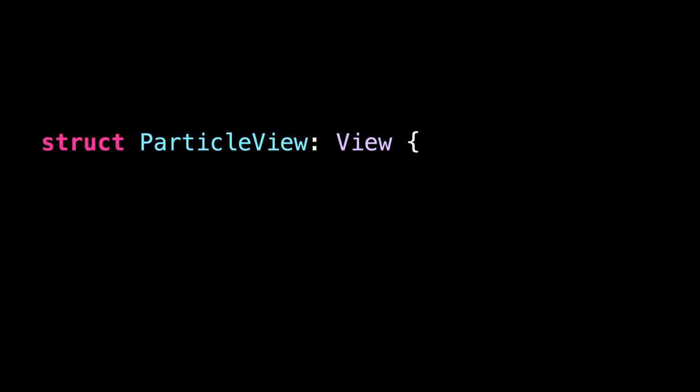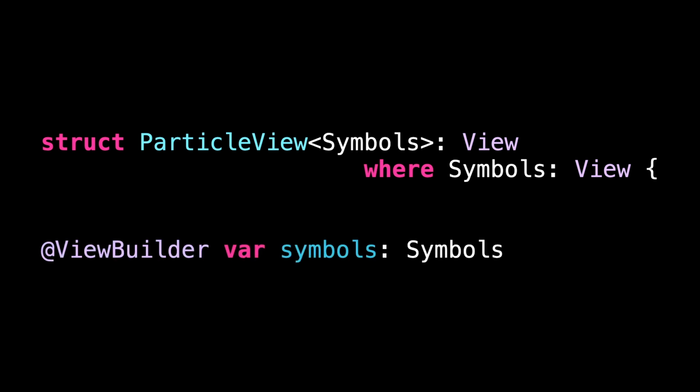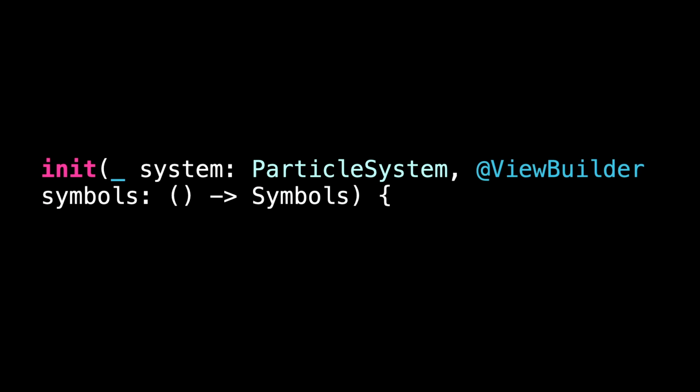Here's how Particle View is defined right now. We're going to change that to work with some kind of symbols that are SwiftUI views. And now we can add a new property there to store whatever symbols get passed in. But slightly more complex is the particle view initializer. This needs to accept a viewbuilder function that generates our symbols. We need to use that as a parameter in the initializer, then store whatever it produces inside the symbols property.